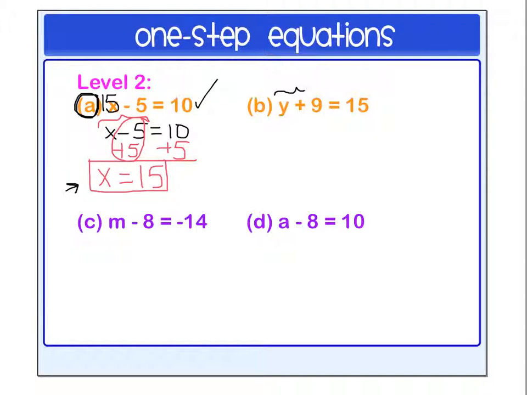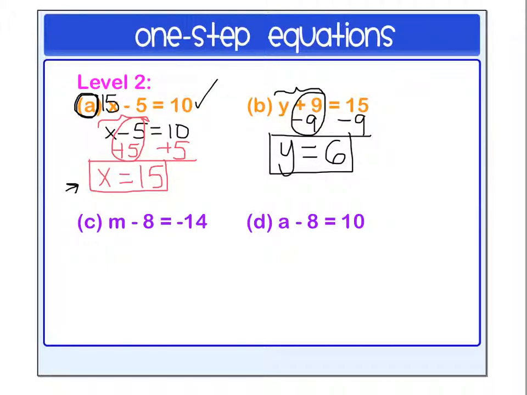On problem B, you'll notice that I have a plus 9 connected to it. I'm going to have to do the opposite of that to get rid of it. So to get rid of a plus 9, I'm going to subtract 9 from both sides. A plus 9 and a minus 9 gives us 0 because they're opposites. And I'll bring down what's left. I end up with y equals, and 15 minus 9 gives me 6. To check over my work, I'm going to plug this 6 back in. 6 plus 9 gives me 15, and that's a true statement.